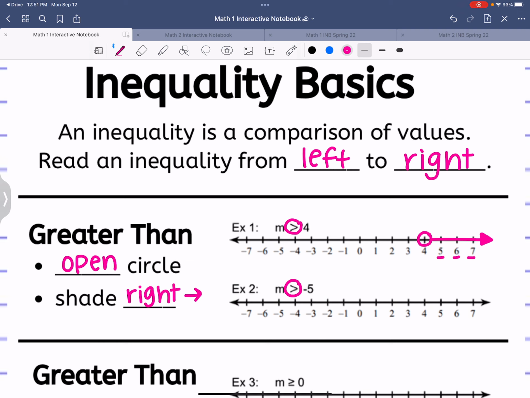Example 2. M is greater than -5. We will locate -5 with an open circle. The numbers that are greater than -5 are all the numbers to the right of -5. So we will shade everything to the right.